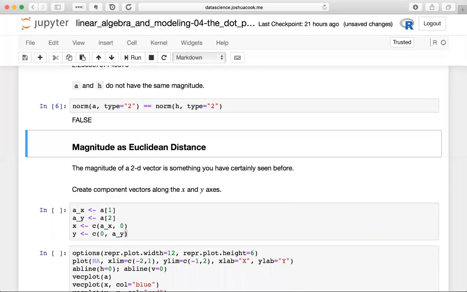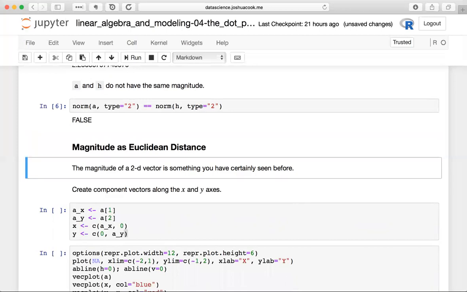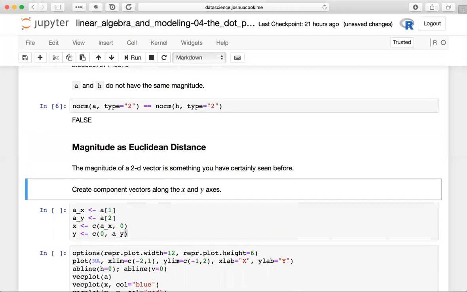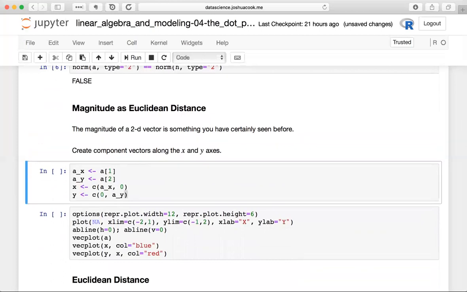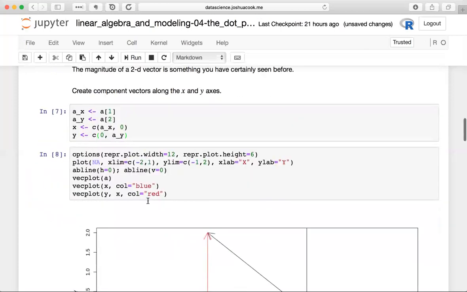So the magnitude of a 2D vector, this Euclidean distance, is something that you've seen before, and I'm going to show that to you right now. To do that, we're going to make component vectors for A along the X and Y axes. So I'm taking A1, calling it AX, and A2, calling it AY, right here. And then I'm going to make an X vector that is AX and 0, and a Y vector that is 0 and AY. And then I'm going to plot those vectors, and I'm going to plot A.